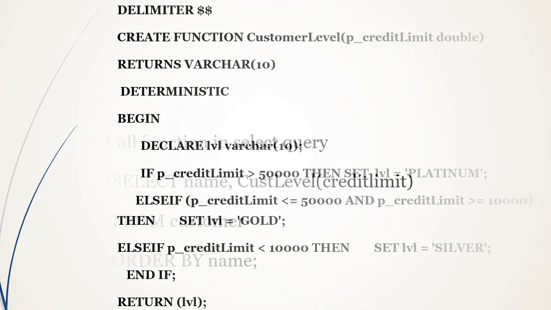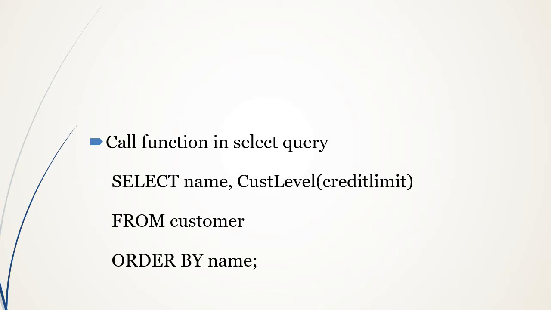So how to call it? You write a call to the function in a SQL query, like select. I want to display the name of the customer and the level of the customer based on the credit limit, which is an attribute of the customer table. So I have passed this attribute to the function cust level: select name, cust level, and I pass the credit limit attribute of the customer table.